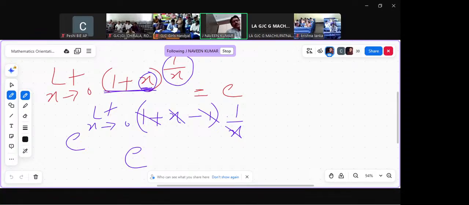This is a basic problem, sir. But in the case of some higher problems, while we are solving, we need to use L'Hospital rule also. I am erasing the screen.